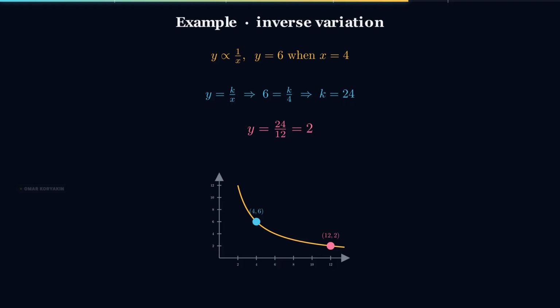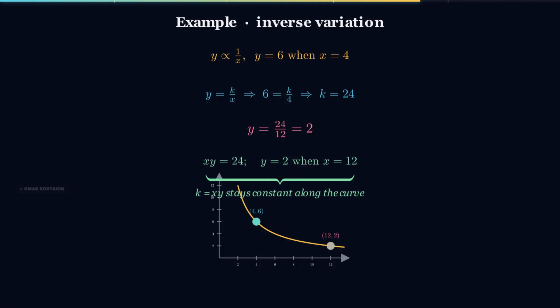The two points 4, 6 and 12, 2 both sit on the curve on opposite sides of the bend. The product x times y stays constant at 24 along the entire curve. As x grew from 4 to 12, y shrank from 6 to 2, and 4 times 6 equals 12 times 2 equals 24. That is the inverse variation signature visible directly on the graph.